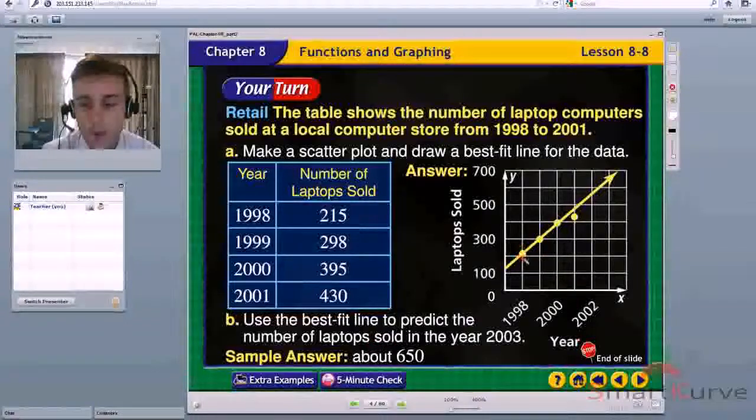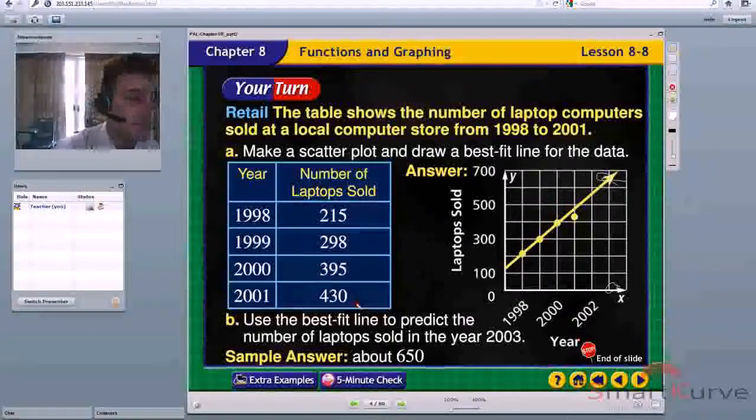So these are the points that we have for the years given: 1998, 1999, 2000, 2001, 2002, and then we have the dots put to match with this, the number of laptops sold. We then draw a line, the best fit line that goes through the most of these points. We can then approximate that in 2003, 650 laptops should be sold. We see it's higher than 600, but less than 700, and we know the point would be hitting right there, about 650.